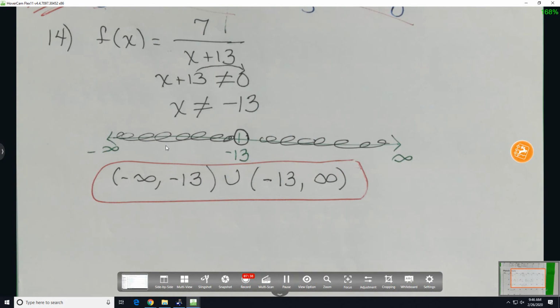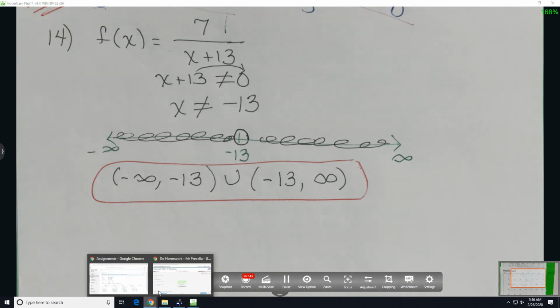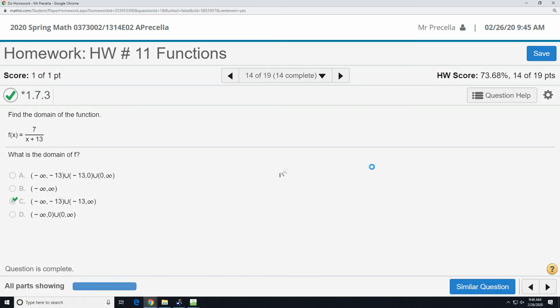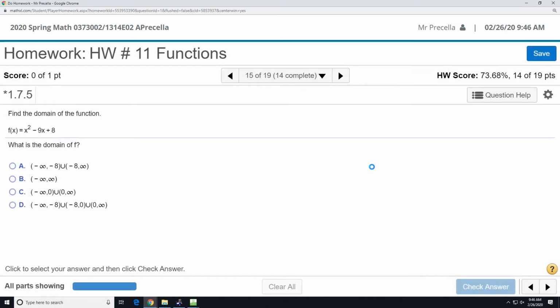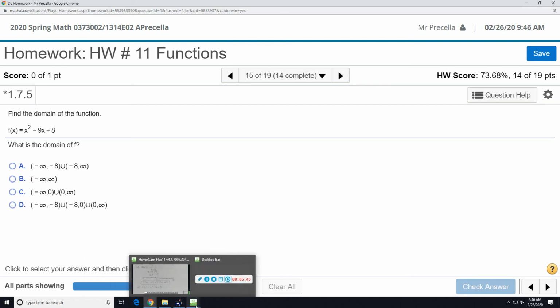Now, problem number 15. You write it down. Looks pretty difficult, doesn't it? F of x equals x squared minus 9x plus 8. Well, at least it's multiple choice.